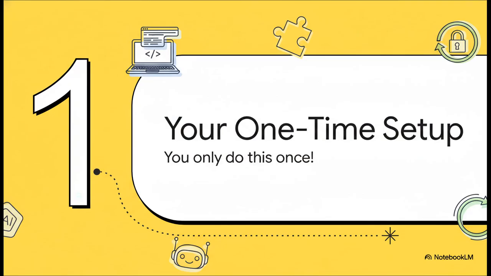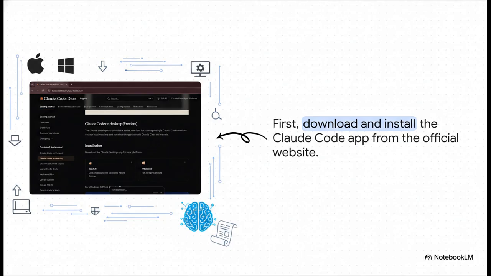And the best part about this, you literally only have to do this once. Get it done and you're good to go for all your future projects. First things first, you're gonna wanna head over to the official Claude Code website. Just find the download button for their desktop app. It works on both Mac and Windows. Get that installed, open it up, and sign into your account.